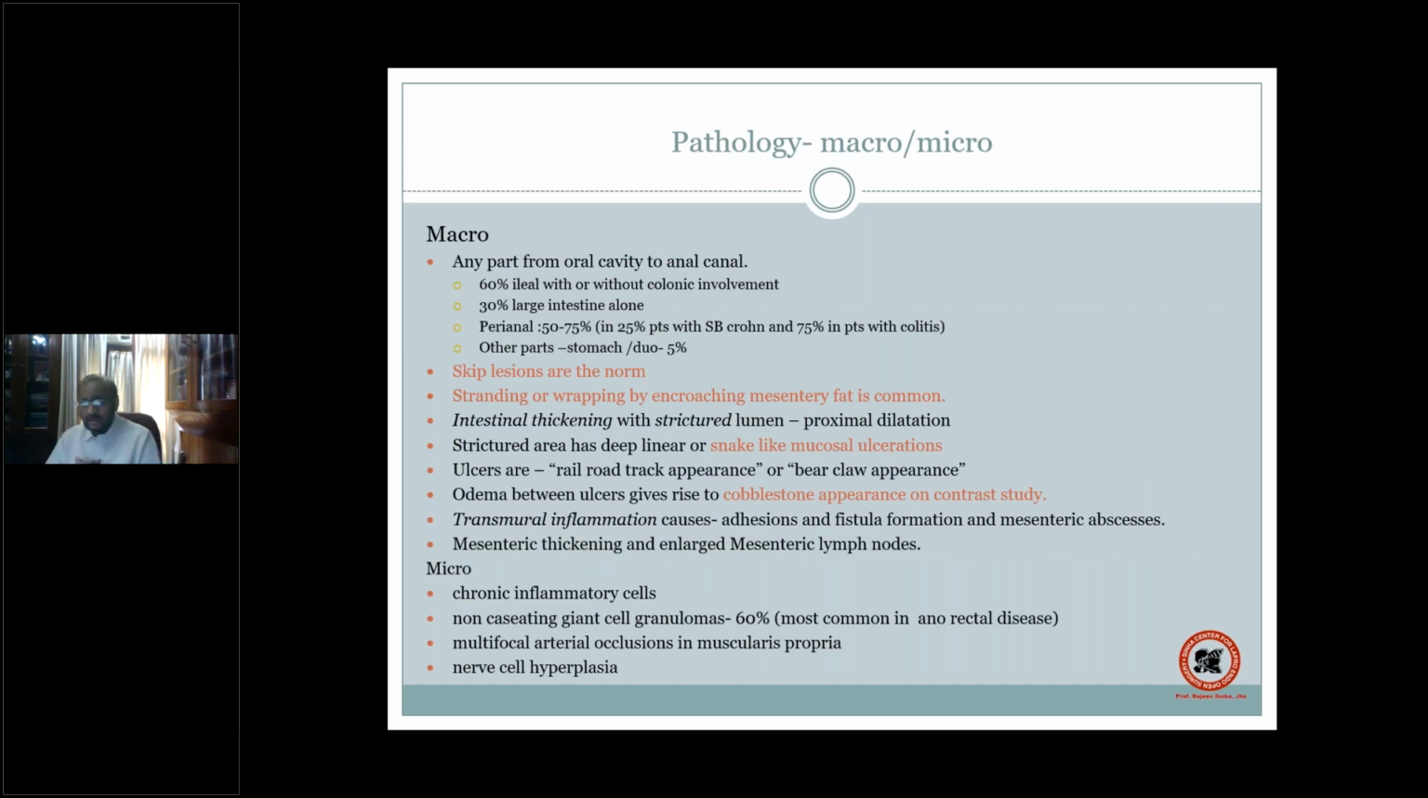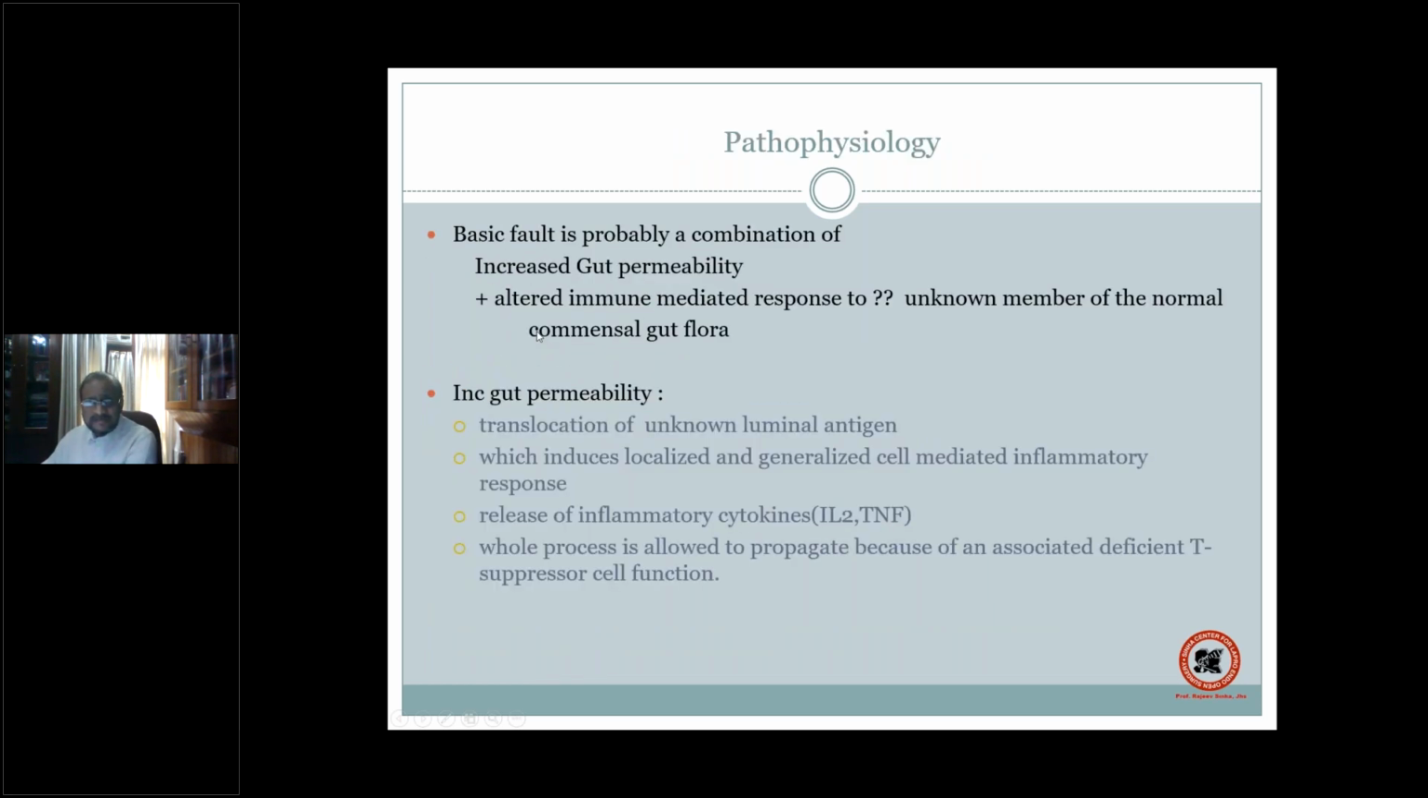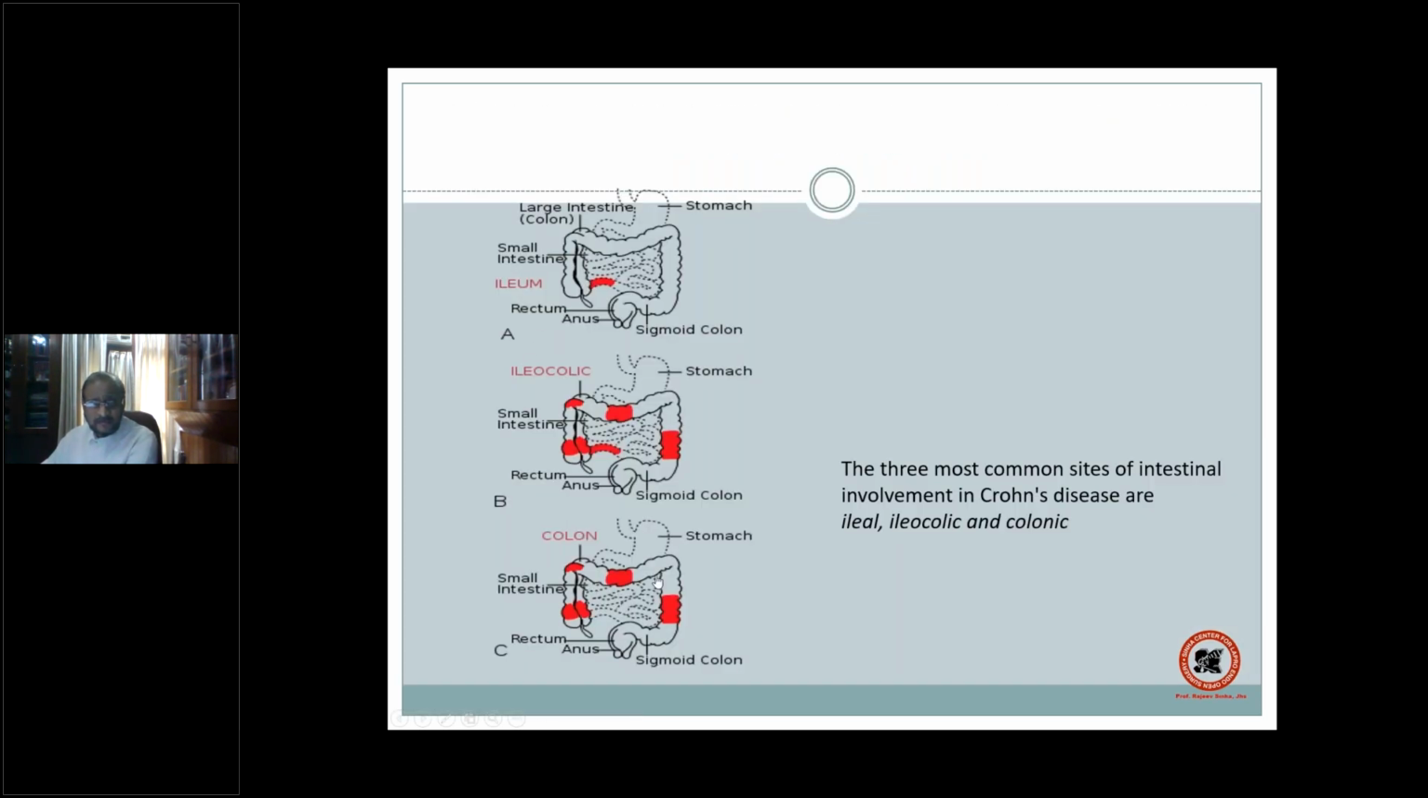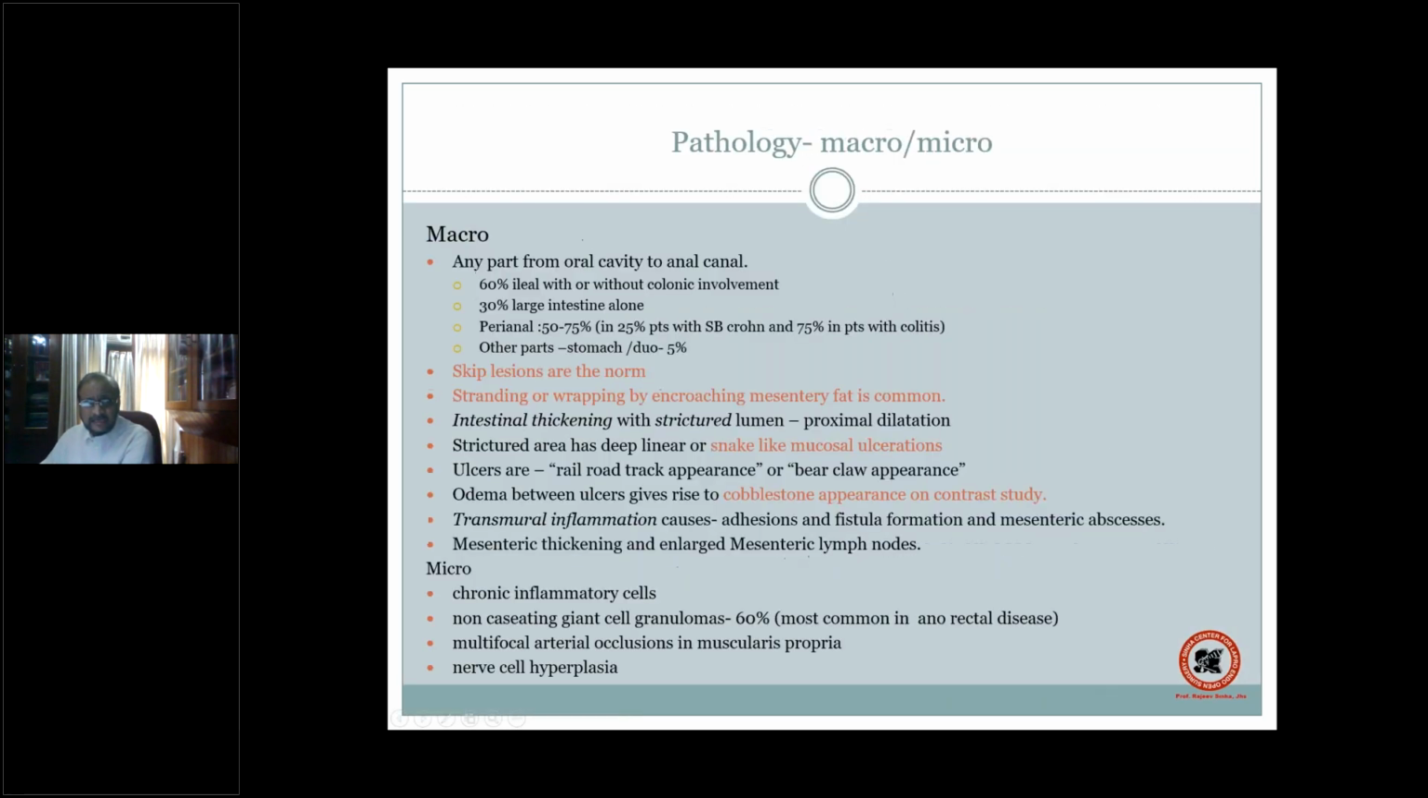If you look at the pathology, how do we recognize a Crohn's bowel? Now, it can occur in any part. We said these are the three primary sites, but that doesn't mean these are the only sites where it occurs. It can occur from the oral cavity to the anal canal. It is a different matter that 60% is ileal, with or without colonic involvement. 30% large intestinal. Perianal 50 to 75%.